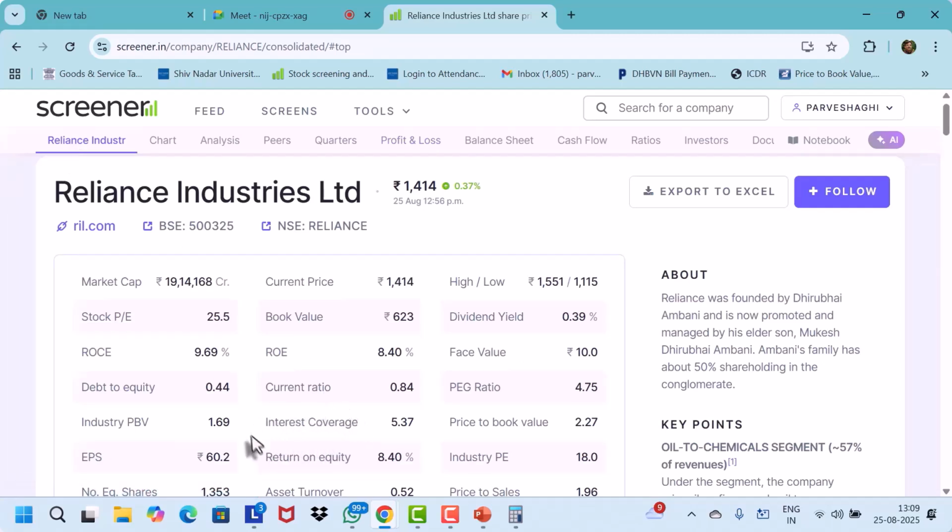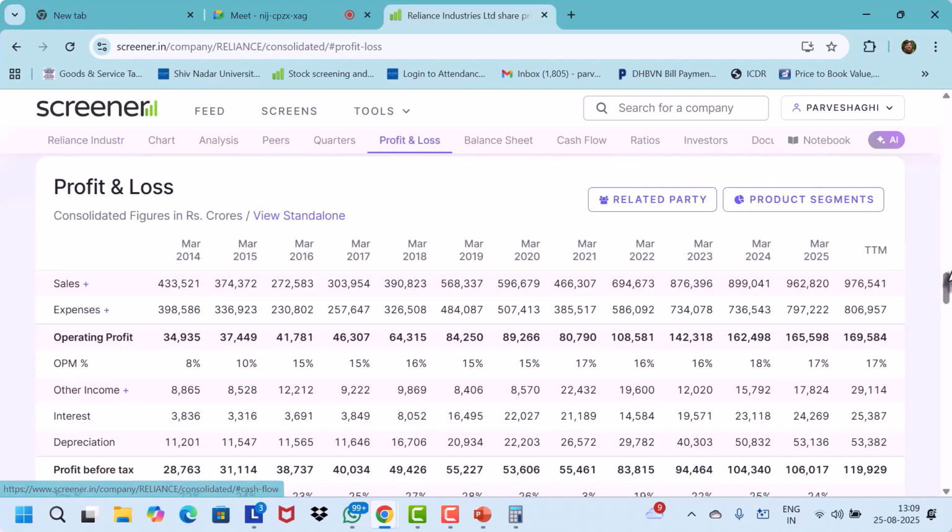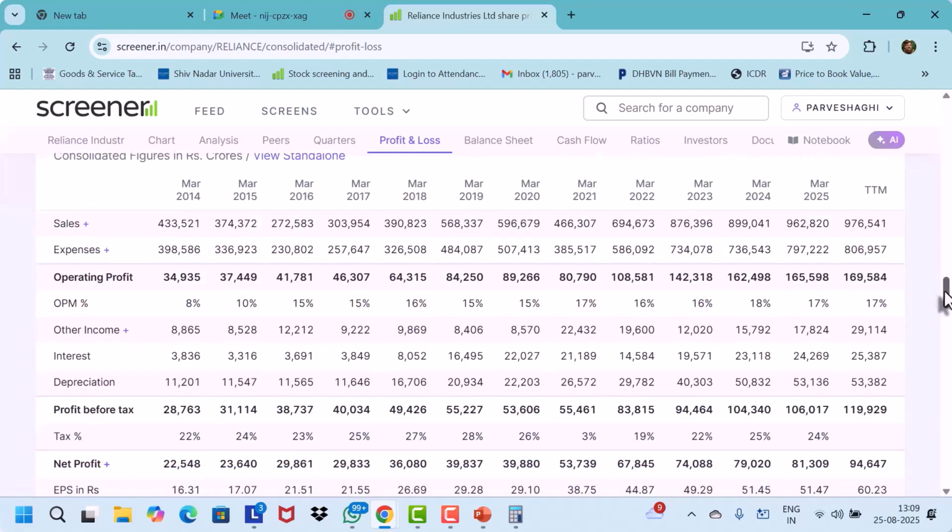So we go to the profit and loss account. Now, before we go further, this is the profit and loss account of the company, which shows the sales, then expenses, operating profit, and then at the bottom there is a net profit. So the company is making 94,000 crores of profit, and the total turnover is 9,76,000 crores.